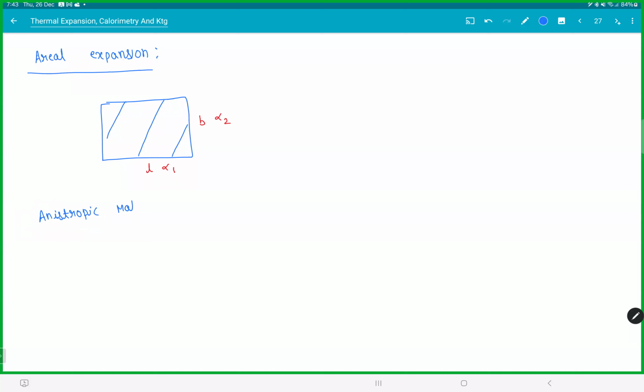This is an anisotropic material, meaning in three dimensions, the lattice structure is not the same in every direction. It's not uniform. Think of graphite. If you see graphite, layer by layer is fine, but between layer and layer, there is no interaction. So the 3D structure is not the same. So the material has different alpha in different directions. If it's isotropic, it means it is the same.